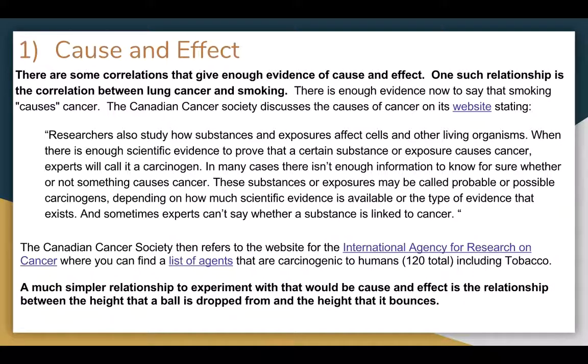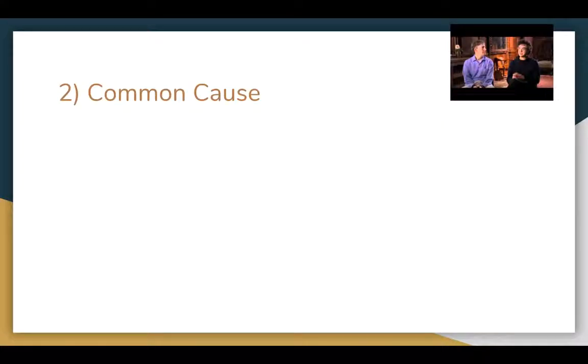A much simpler relationship of cause and effect would be something like the height of a ball bounce from where you drop it. Take a bouncy ball and drop it from different heights. You're going to get different bounce heights.